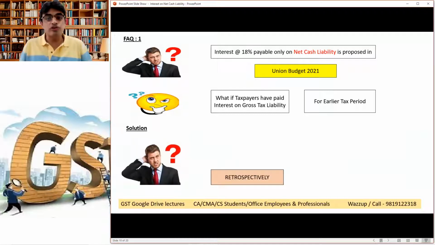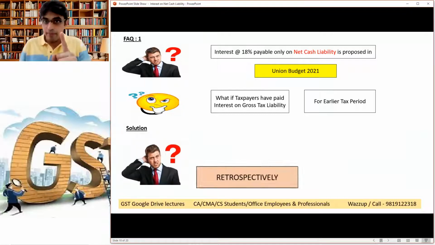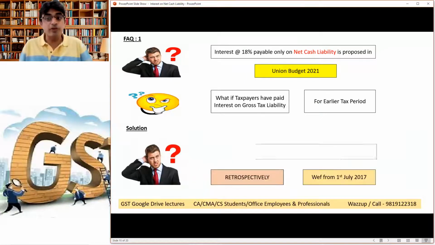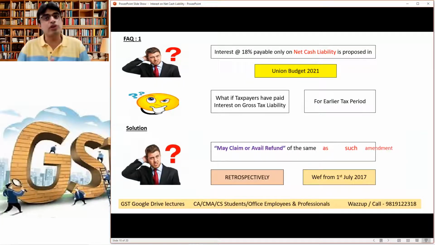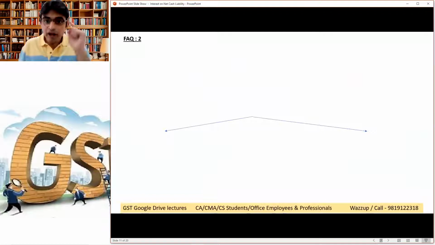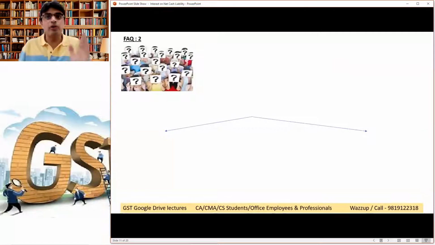See, what is the solution? This change is proposed retrospectively. Am I right? This change is proposed retrospectively with effect from 1st July. So whatever interest you have paid on gross tax liability, you can seek refund for it. आप refund ले सकते हो. In refund, select others and claim for refund. Okay. One more query, one more FAQ for this change.